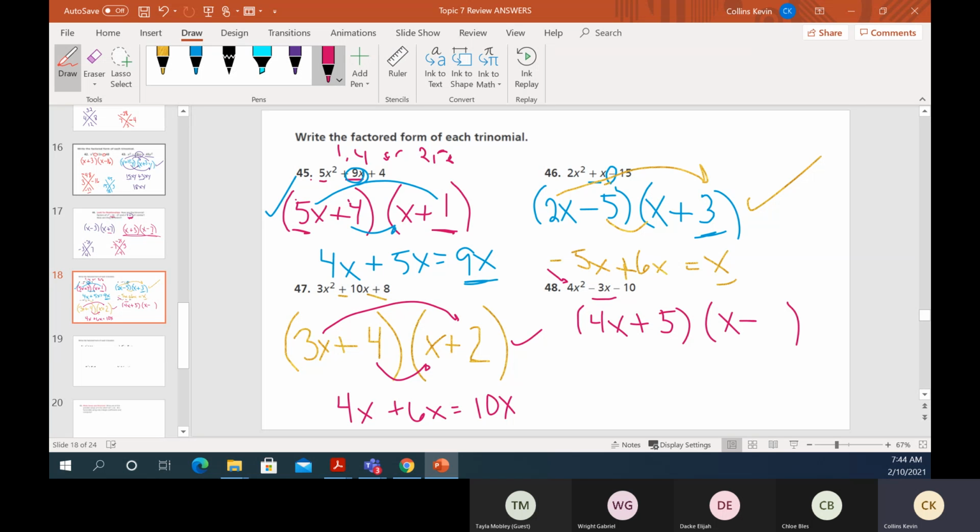So we put a 5 there, and we're going to have a 2 here. All right, so let's do inside outside. See if this works out. So we got 5 times x, that's 5x. And we've got 4 times -2, that's -8x. And 5 minus 8 is -3x. Booyah! Nice job, Chloe. There's our guy.